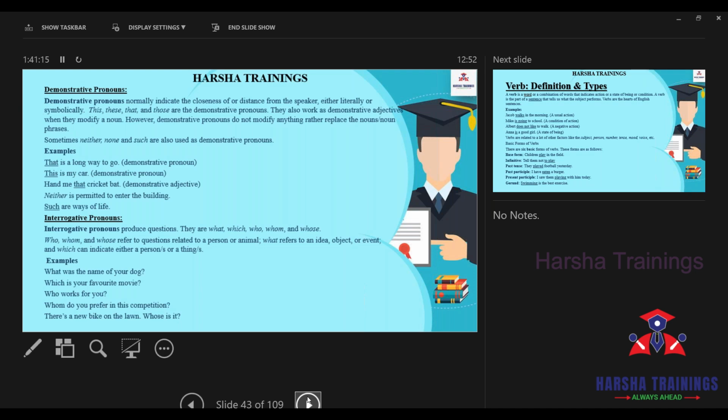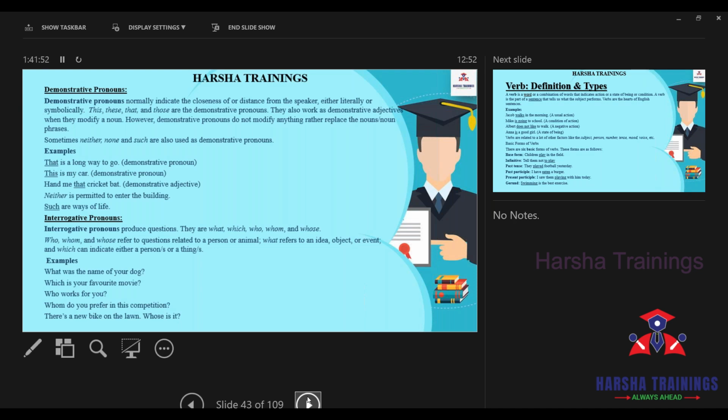Okay, now going to interrogative pronouns. Interrogative, we know, means question forms, right? We have discussed this. So, what was the name of your dog? Question mark. So interrogative pronouns produce questions. They are what, which, who, whom, and whose. If they refer to questions which are related to nouns, a person, animal, or object, they are called interrogative pronouns. Examples have been given.